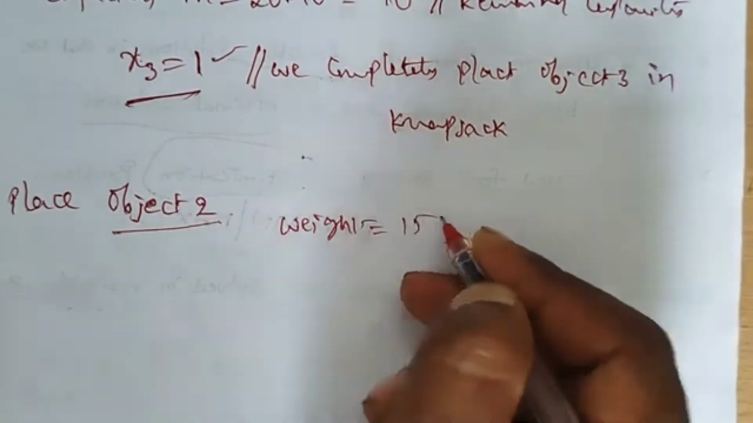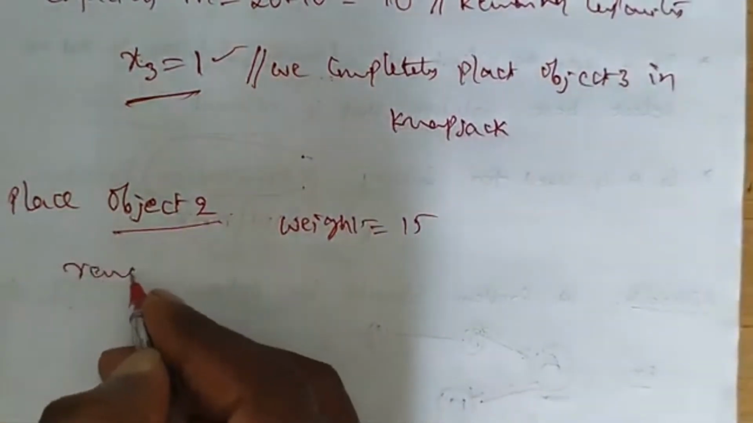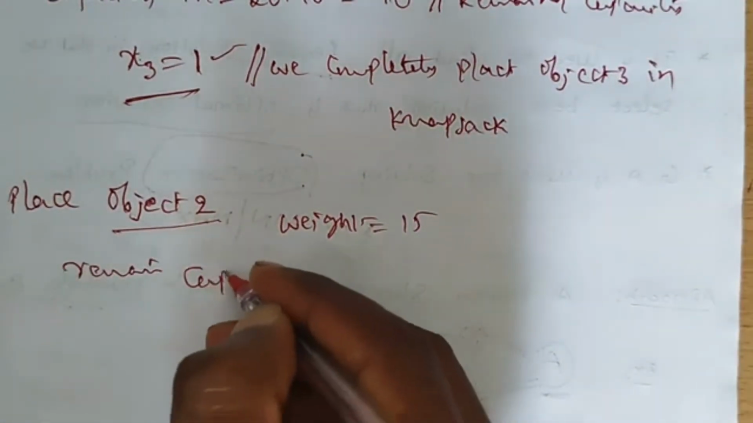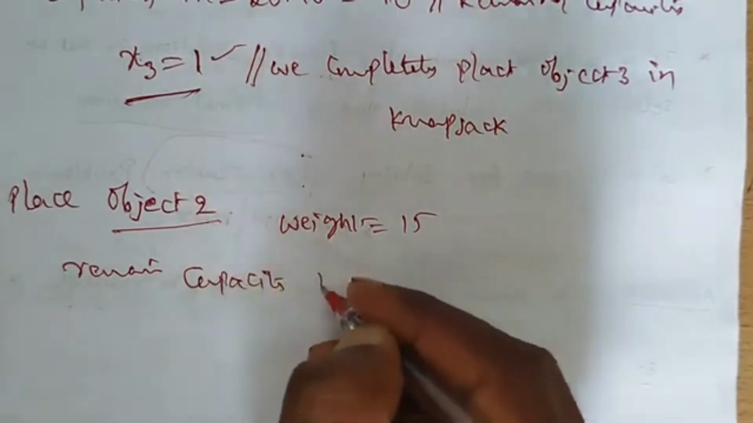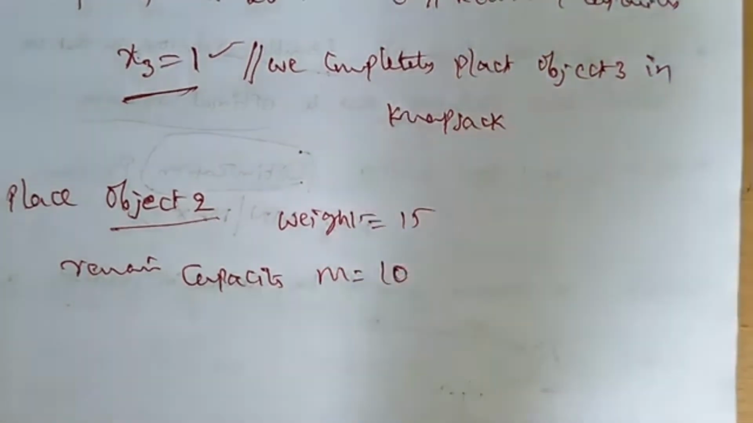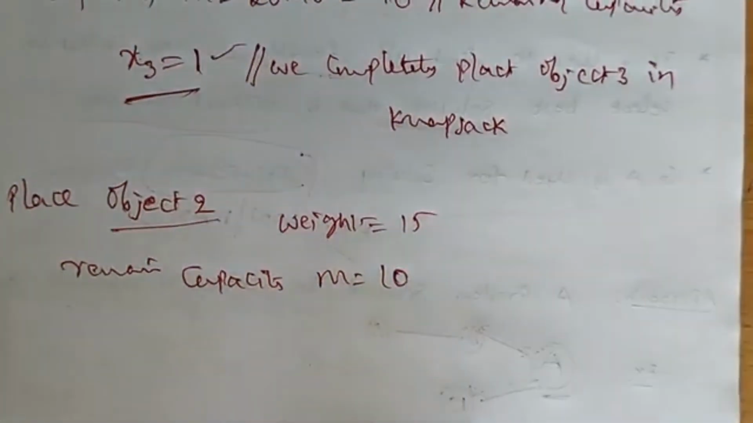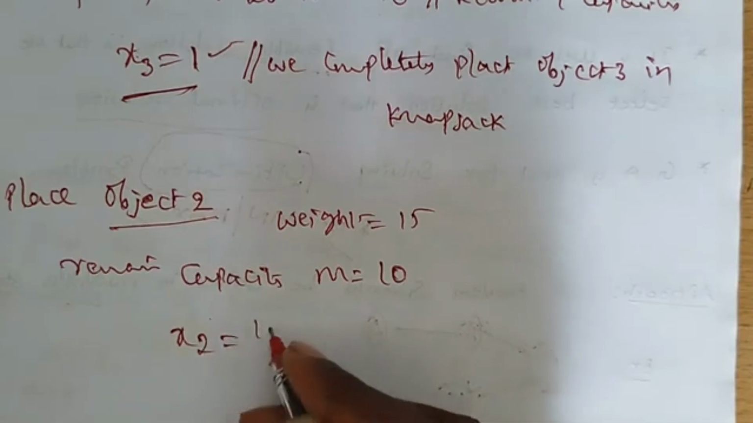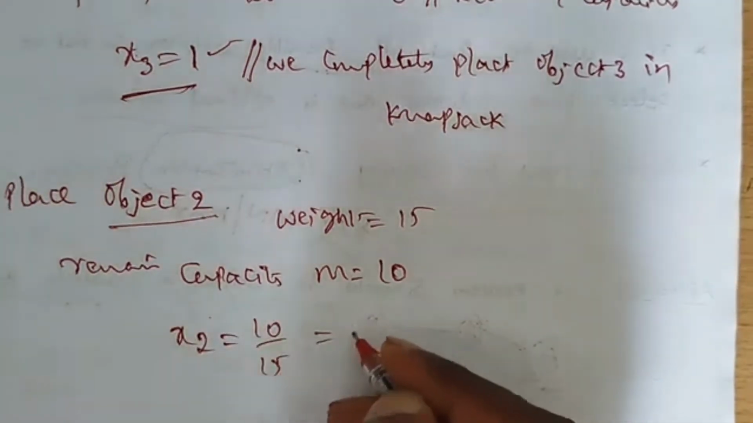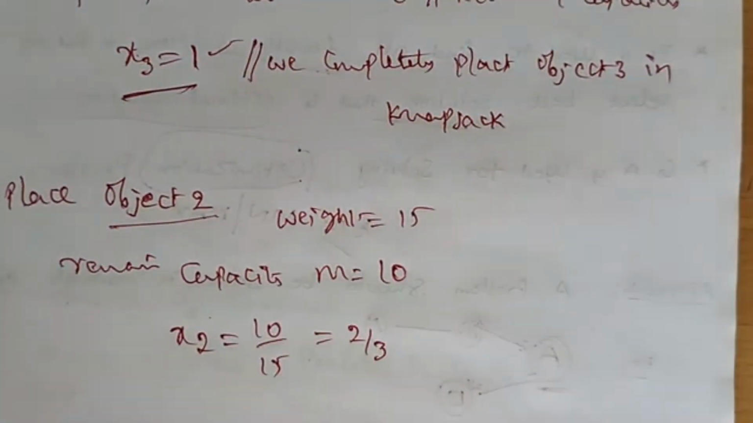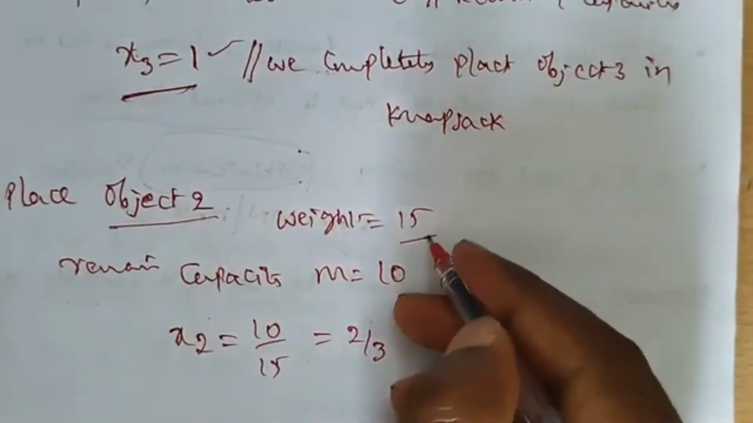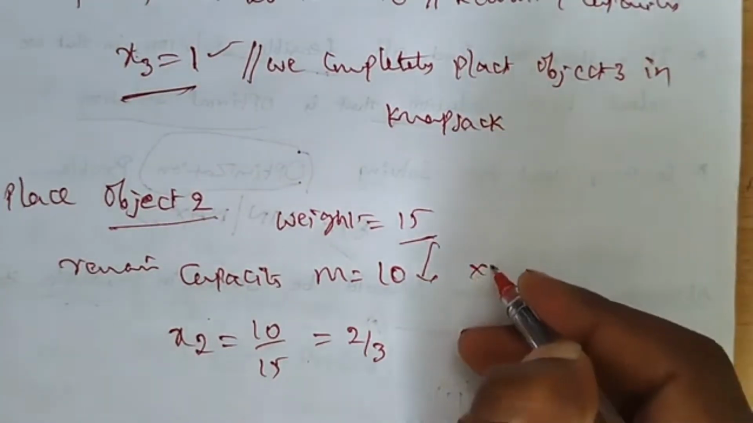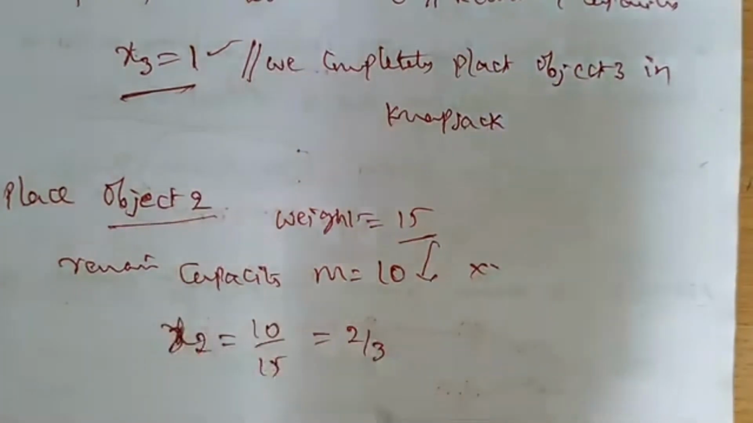Weight equals 15. Remaining capacity M is 10. So M equals 10. What is the x2 value? x2 equals 10 by 15, that is 2 by 3. Is it possible to place 15 in 10? It is not possible, so we have to send fractional values.